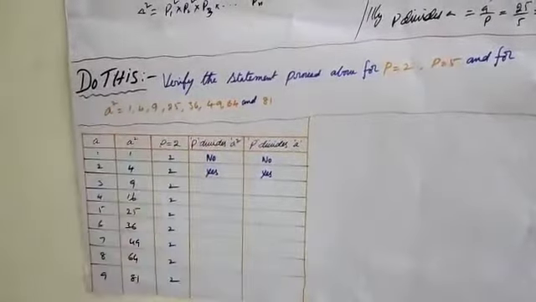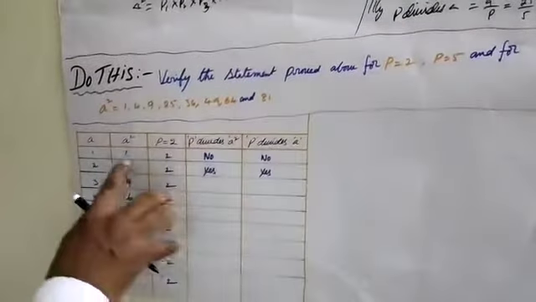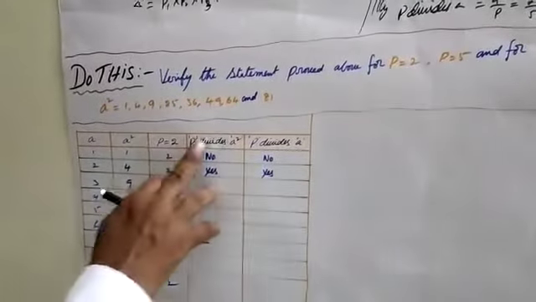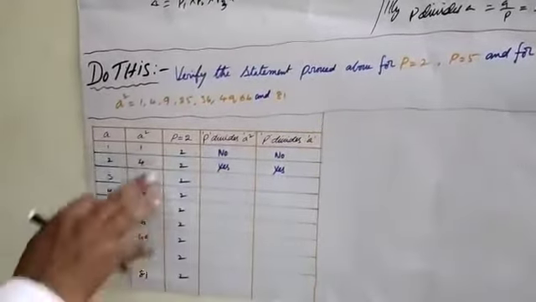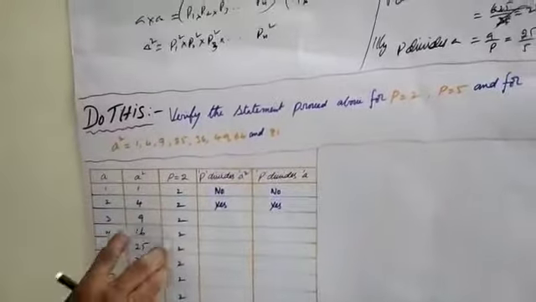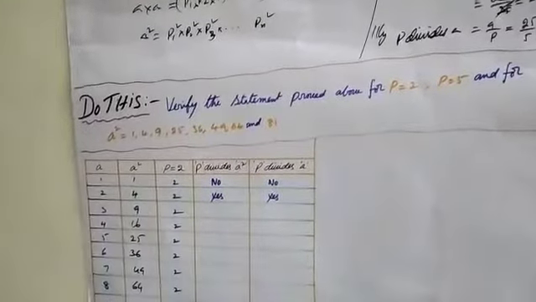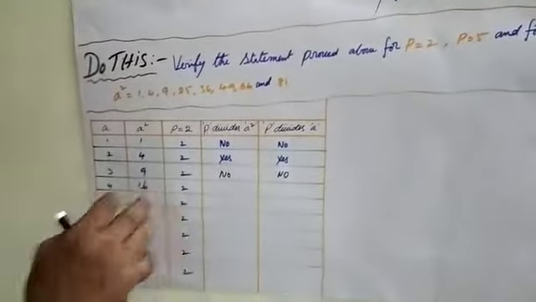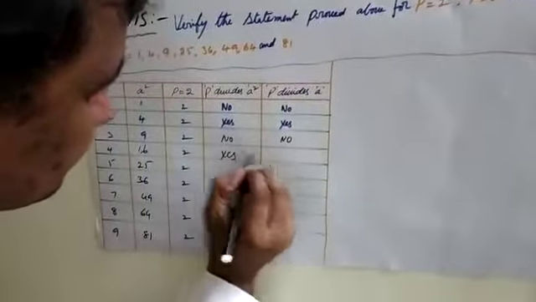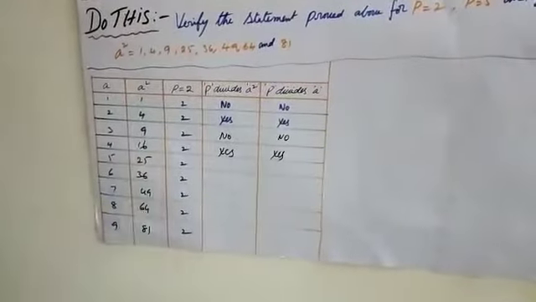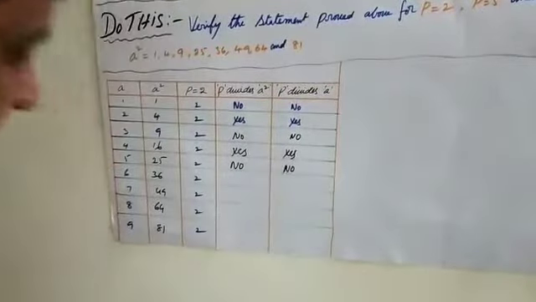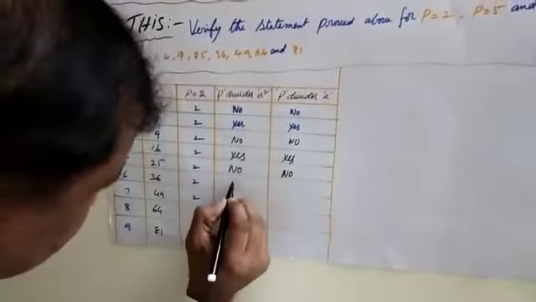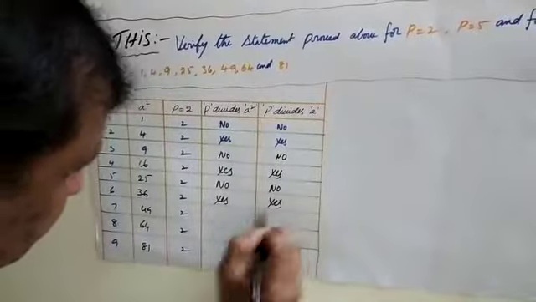Therefore, 1 by 2, no. At the same time, p does not divide a. Here p divides a²: 4 by 2 is divisible, yes. At the same time, 9 by 2, no. Also no. 16 by 2, yes. This is also yes. 25 by 2, no. At the same time, p divides a. 36 by 2, yes. Also yes.